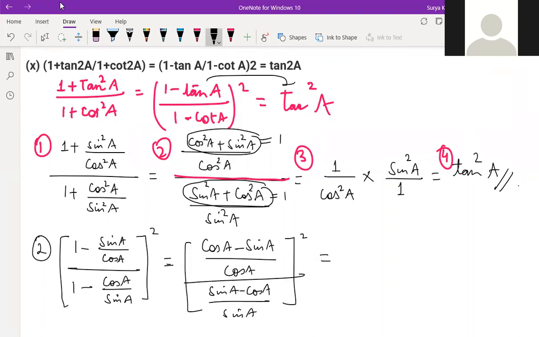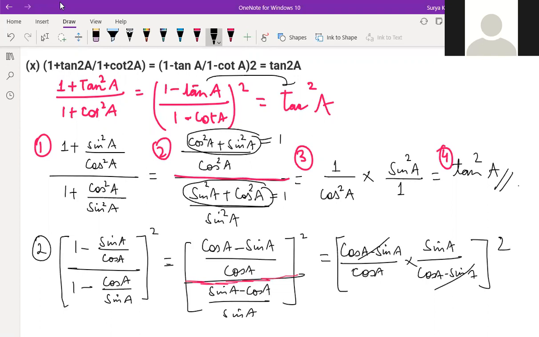So we get it as, what we can write here, just here is a big division, children. So how we can take the reciprocal over here: (cos A minus sine A) divided by cos A, multiplied by sine A divided by (cos A minus sine A). So we can cancel over here, and this is nothing but whole square is given. So sine square A by cos square A is nothing but tan square A.